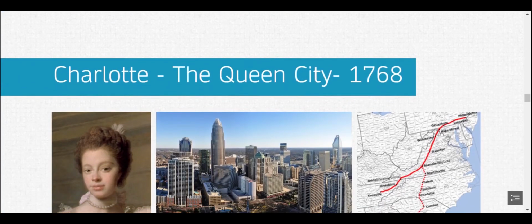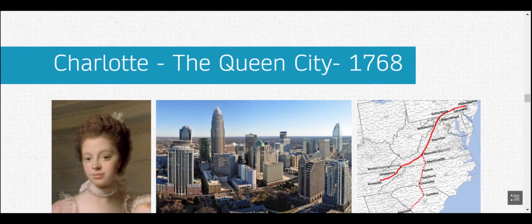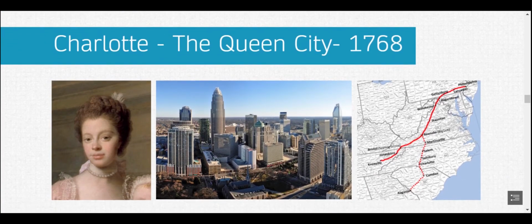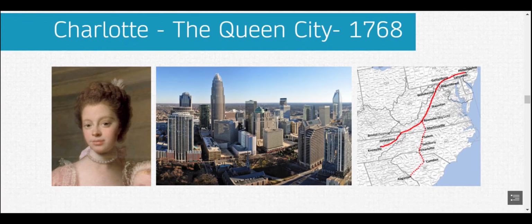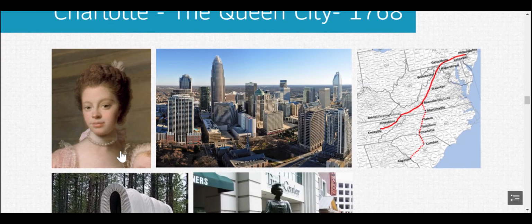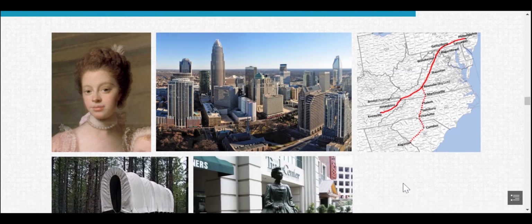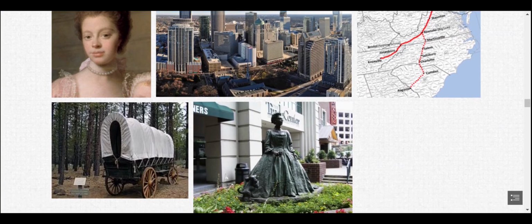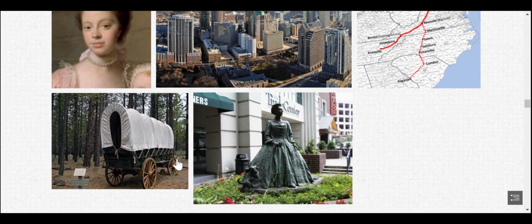Charlotte is also nicknamed the Queen City. It was formed in 1768. Now, here's a picture of Queen Charlotte, and here's the city of Charlotte. And if you remember from earlier social studies lessons, we talked about that Great Wagon Road, and a part of that Great Wagon Road came right through Charlotte. So this is how the town really grew. If you visit Charlotte, you may see pictures of her or even statues around the city.